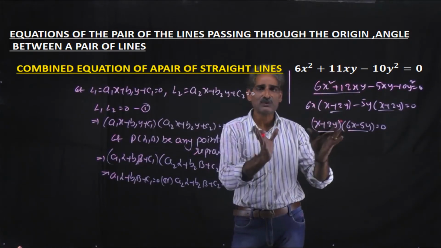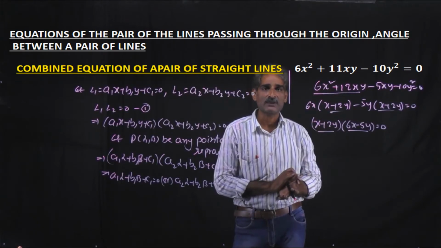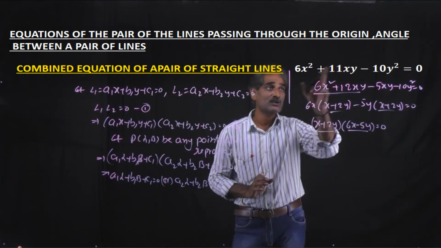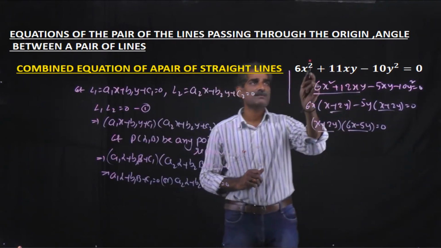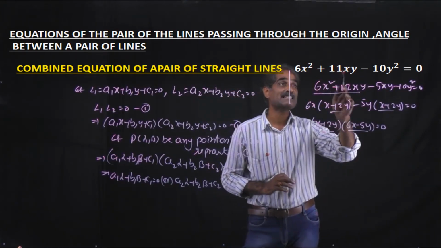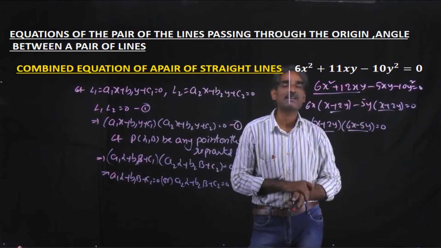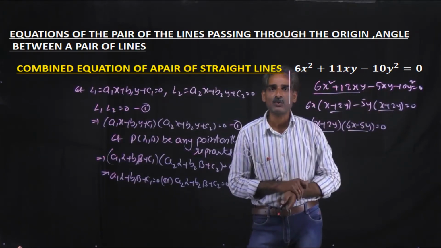Now from this we can get a conclusion. Understand? This is a homogeneous second degree equation. Just observe the powers of x. The first term is x square, the second is x into y, and the last one is y square. The powers are all the same, second degree.